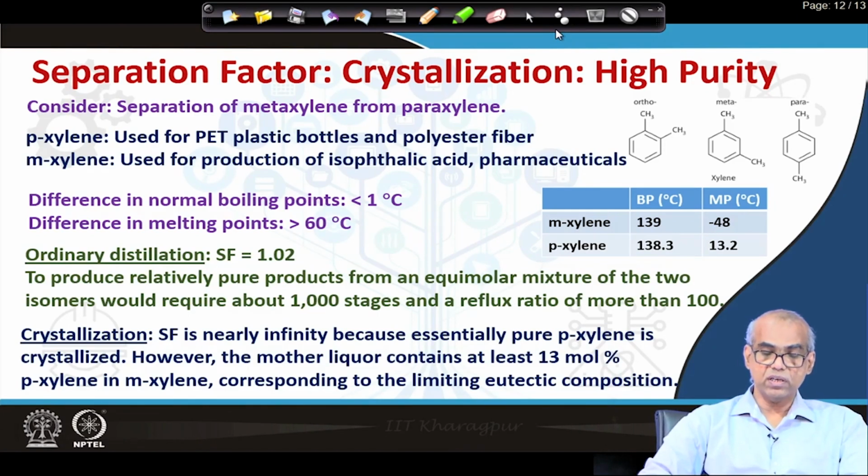However, the mother liquor contains at least 13 mole percent of paraxylene in metaxylene, because this corresponds to the limiting eutectic composition.